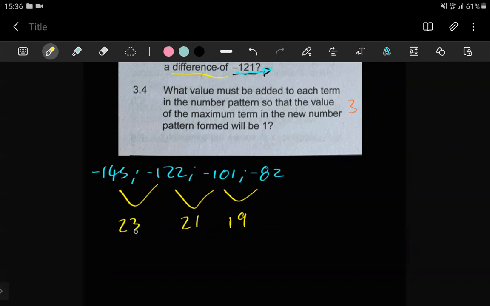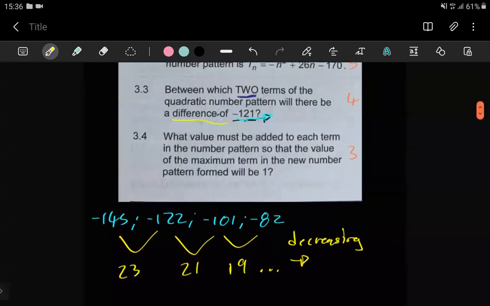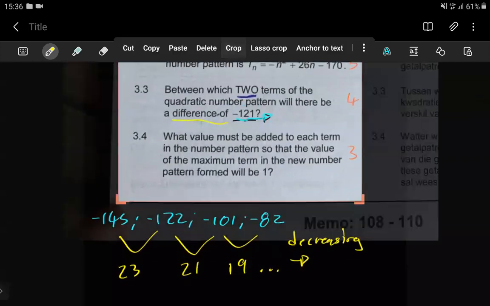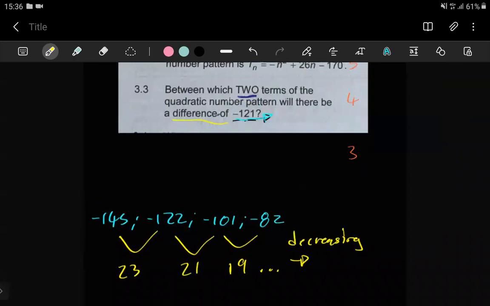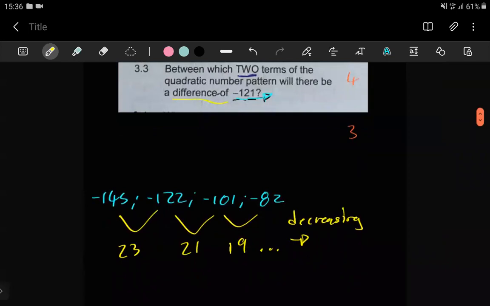Do you see that in this sequence of first differences, your first term is 23, your second term is 21, your third term is 19, going on and on? Do you also see that this sequence is decreasing? Yes. So the big idea here is, if you read the question, between which two terms of the quadratic number pattern will there be a difference of negative 121?